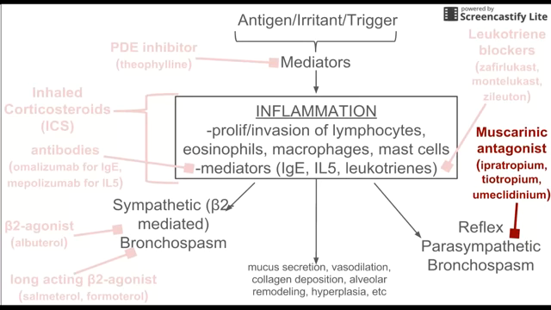These are easy to remember because they all end with M and they all block the muscarinic receptors. Muscarinic starts with an M, and these drugs end with an M, and they block the reflex parasympathetic bronchospasm. That's all the drugs that we have to treat asthma right now. There are some new ones on the market, but these are the main classes that are currently in use.